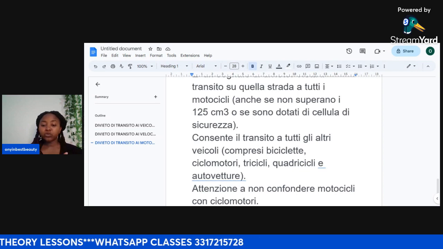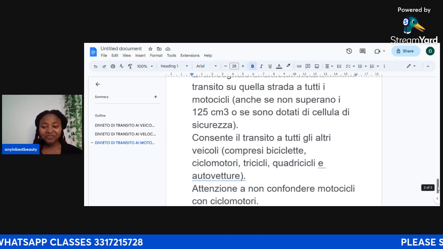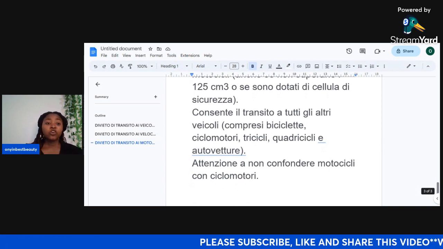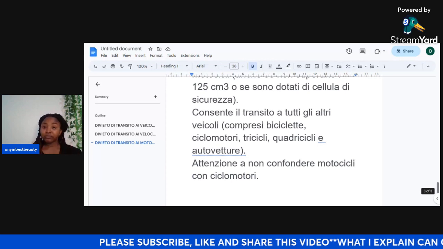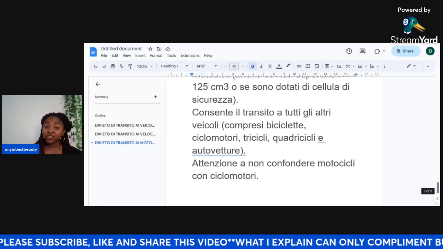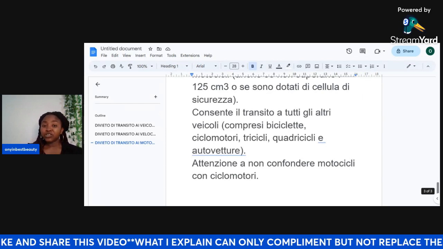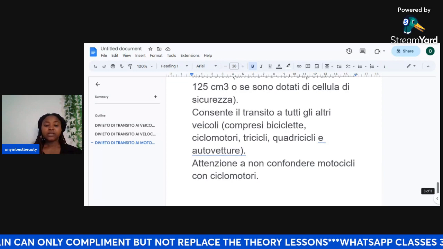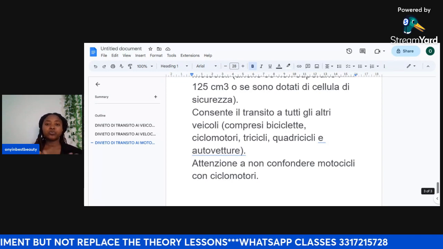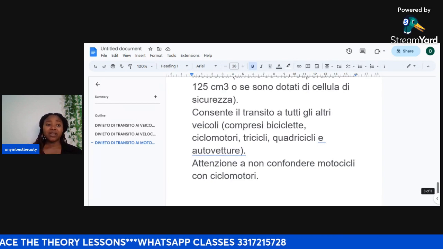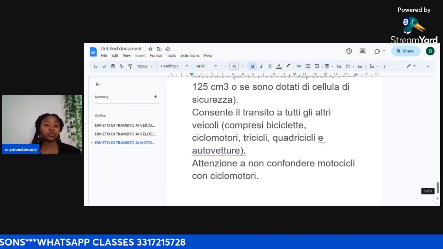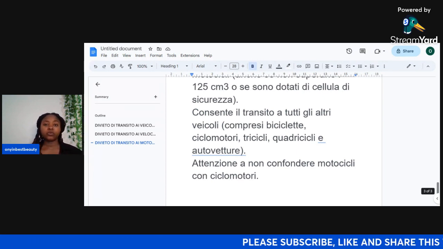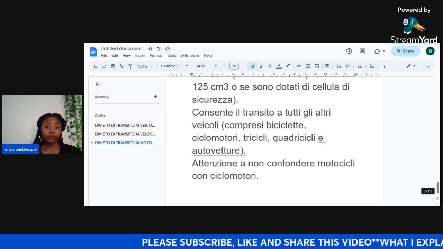Attenzione a non confondere motocicli con ciclomotori. Now, you have to be very careful. Don't confuse motorcycles with ciclomotori. Motorcycles and ciclomotori are two-wheel vehicles that have an engine, unlike bicycles. Motociclo is our normal bike. Then ciclomotori, I don't know how to put it for other people to understand, but in Africa we call it ladies' bike. Those smaller bikes that ladies can use, whose power does not reach that of a motorcycle. They call it ciclomotori. Now, don't confuse these two.